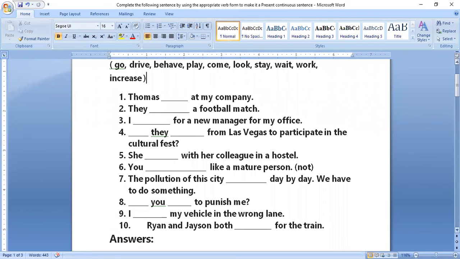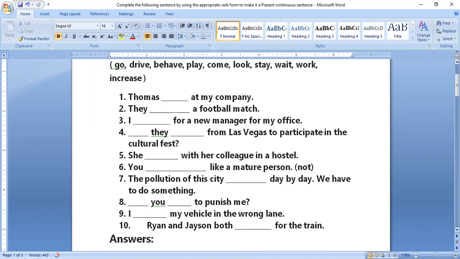The next: they dash from Las Vegas to participate in a cultural fest. She dash with her colleague in a hostel. You dash like a mature person, not. In the sixth sentence you see not is given. That not shows that you have to create a negative sentence. The pollution of the city dash day by day; we have to do something. You dash to punish me. I dash my vehicle in the wrong lane. Ryan and Jason both dash for the train.